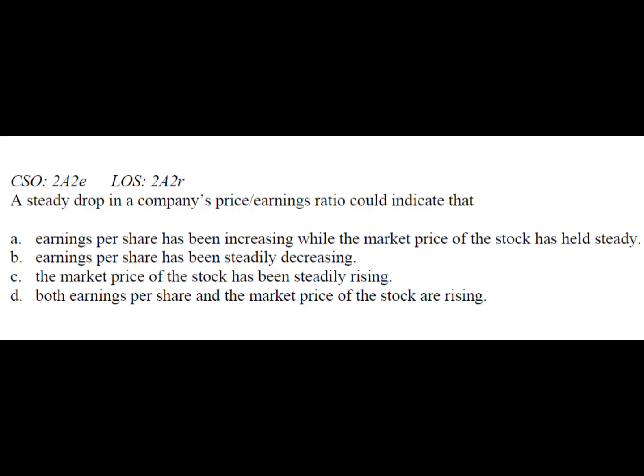Key takeaway, the PE ratio falls when EPS increases faster than the stock price, or when the stock price remains constant while EPS rises. This indicates that investors are paying less for each dollar of earnings, making choice A the best answer.